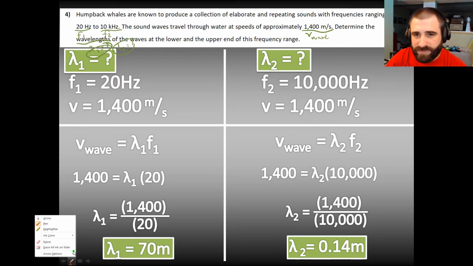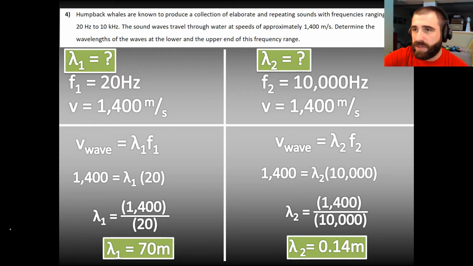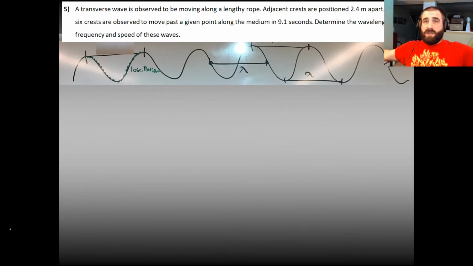All right, let's make it hard now. Holy moly. All right, a transverse wave is observed to be moving along a lengthy rope. Adjacent crests. Adjacent, that's a word. Adjacent crests are positioned 2.4 meters apart. Exactly 6 crests are observed to move past a point given along the medium in 9.1 seconds. Determine the wavelength, frequency, and speed of these waves.